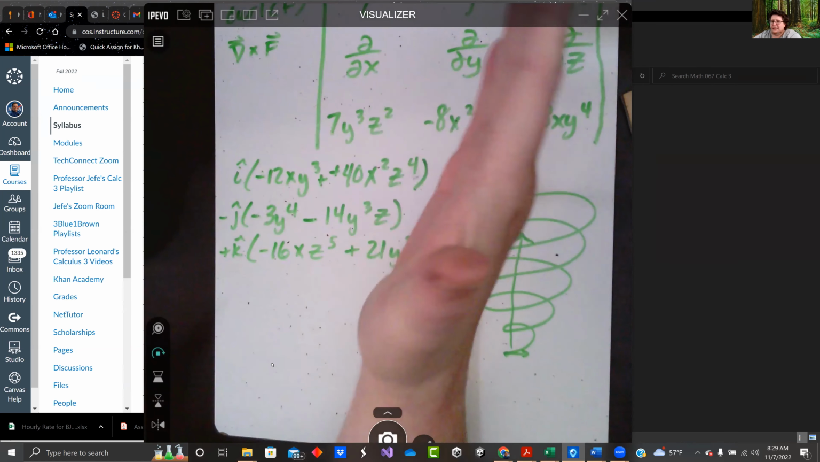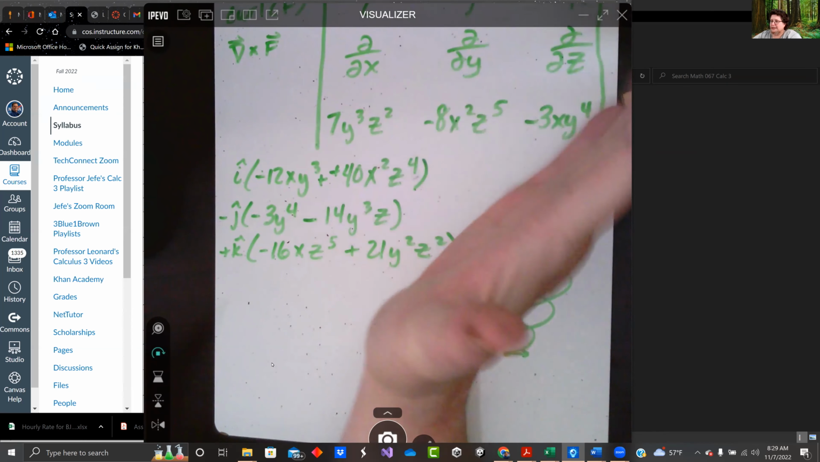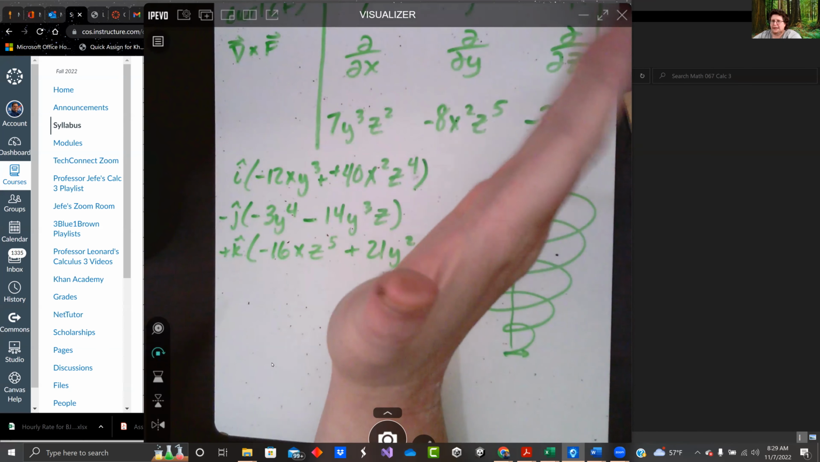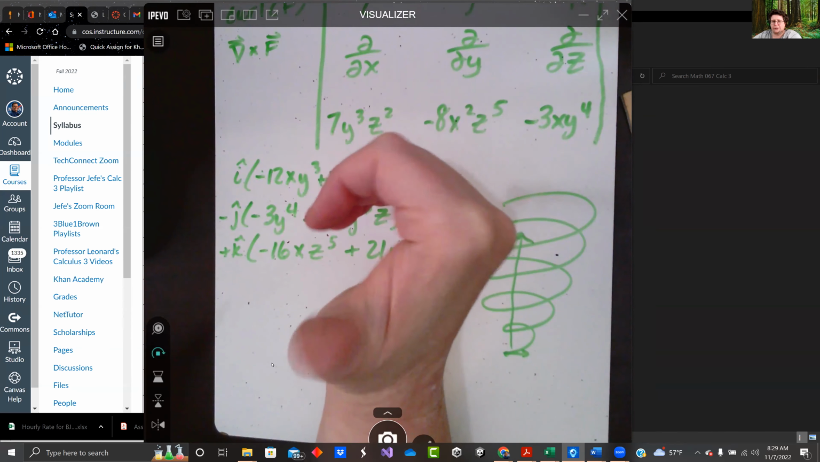So we have i, j, k. This is why you see the right-hand wrap. It curls the hand, so the vectors are curling around the direction of the curl.